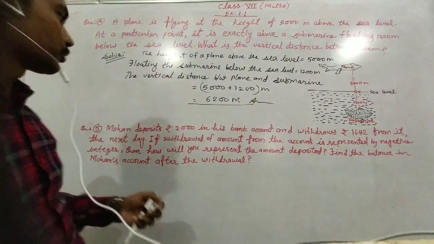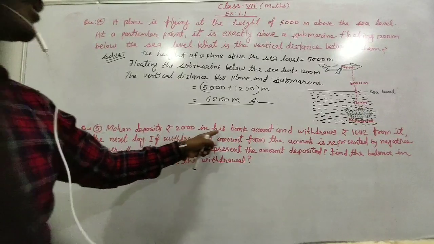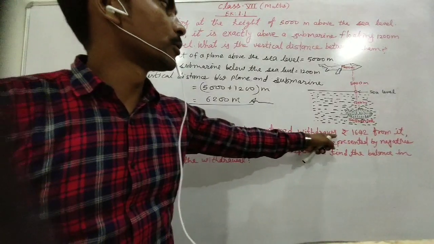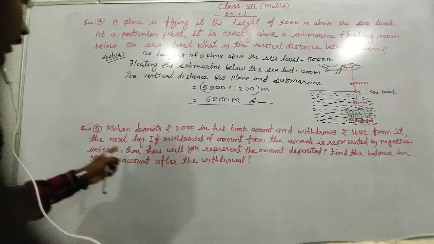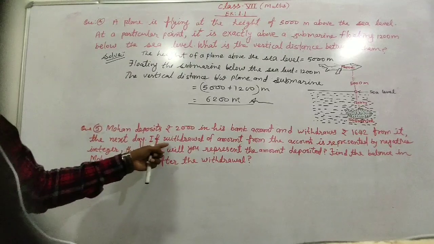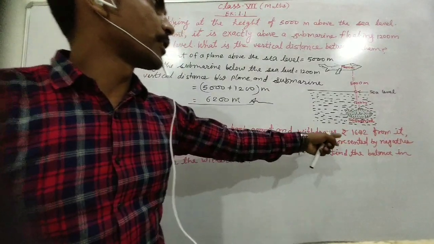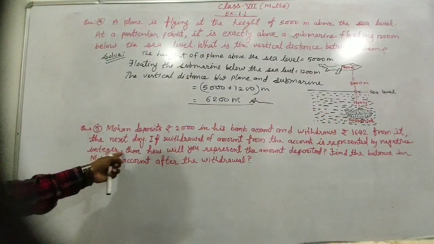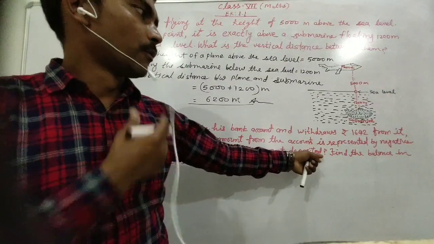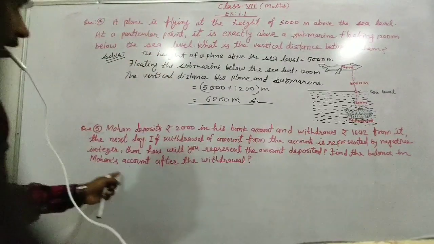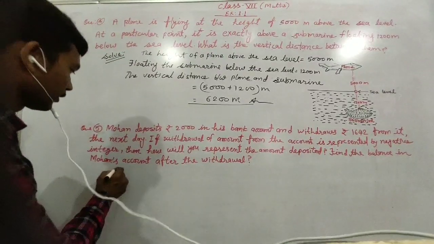Understood? Next question. Mohan deposits rupees 2000 in his bank account and withdraws rupees 1642 from it. The next day, if withdrawal of amount from the account is represented by a negative integer, then how will you represent the amount deposited? Find the balance in Mohan's account after the withdrawal. So let us start.